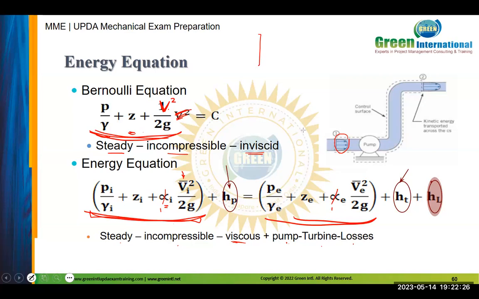Related for the losses only, or both pump and losses? Okay, fine. So this is the equation for what? Energy equation. As we see, the first part of this equation is Bernoulli, but we complete the equation with other terms like pump, turbine, and losses. Let's go for substitution and apply it here.